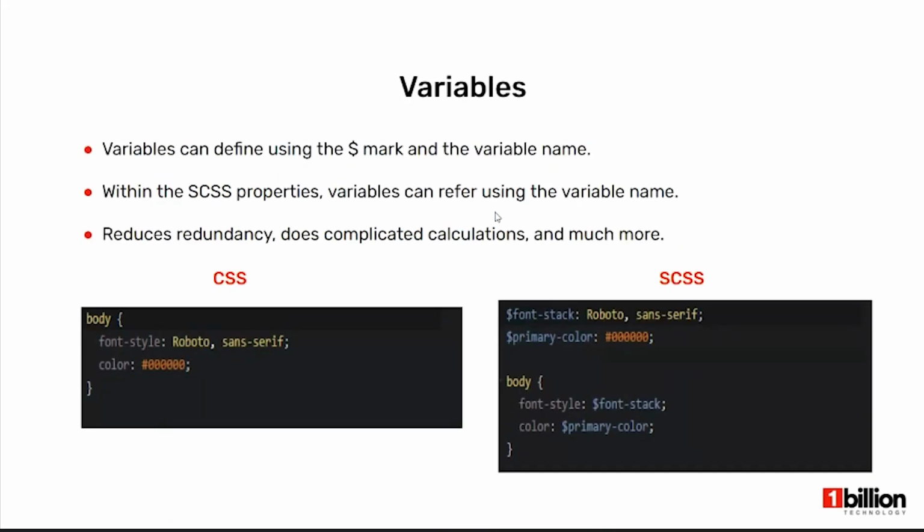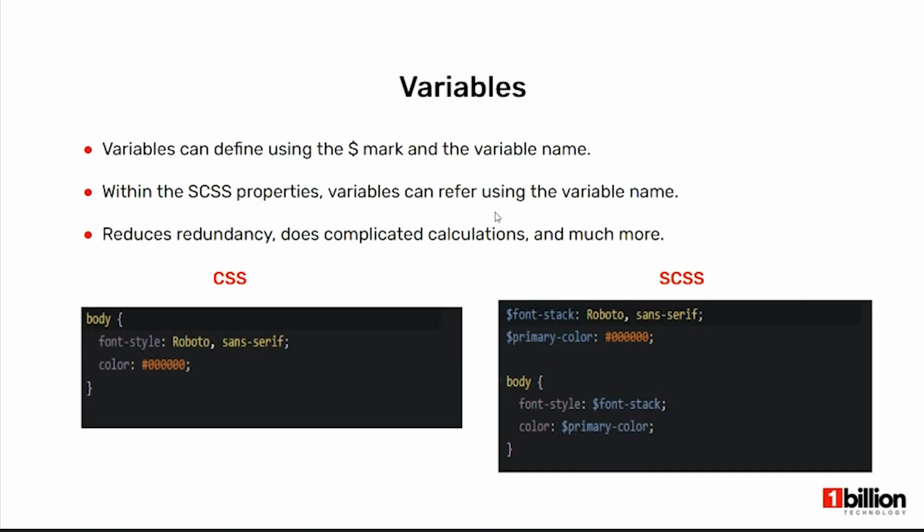So, variables. SASS variables work in the same way as variables in programming languages. Variables can be defined using the $ mark as shown in the right image. Then variables can be referred to throughout the style sheet, reducing repetition and increasing maintainability. For example, there are two variables called font stack and primary color in the following SASS file. And these variables are used when defining the body style properties. Also, the same variables can be reused for other style definitions as well.